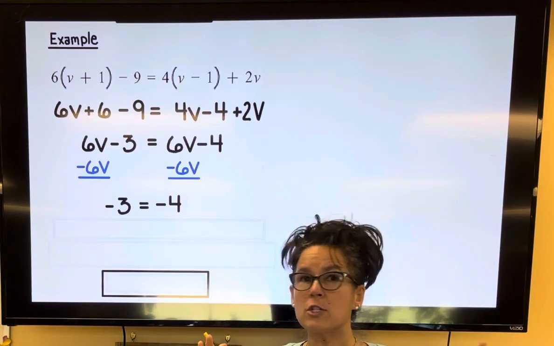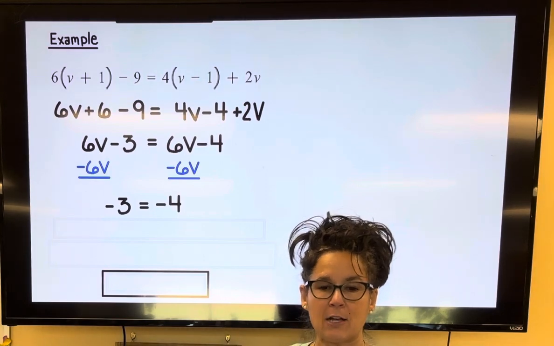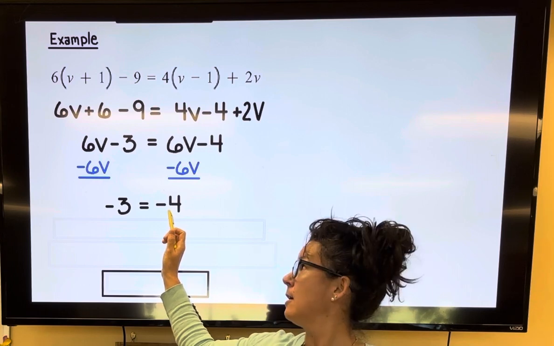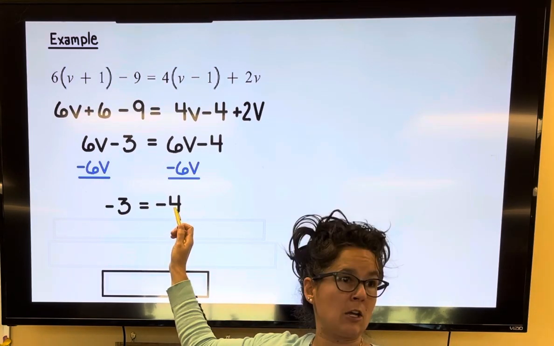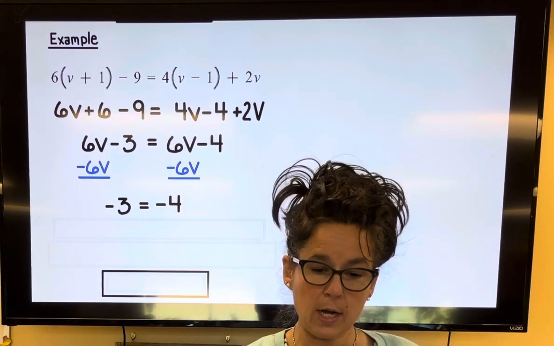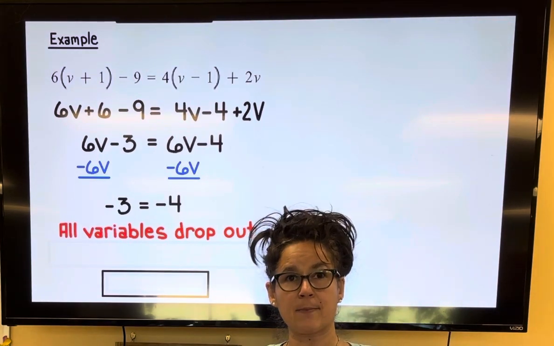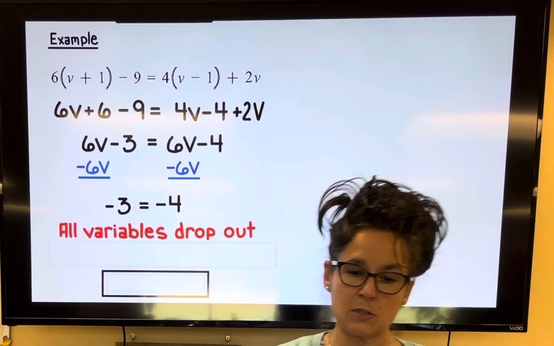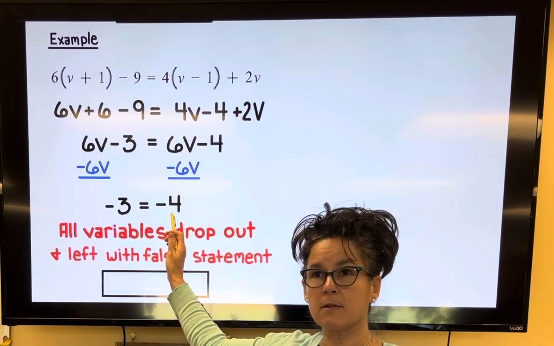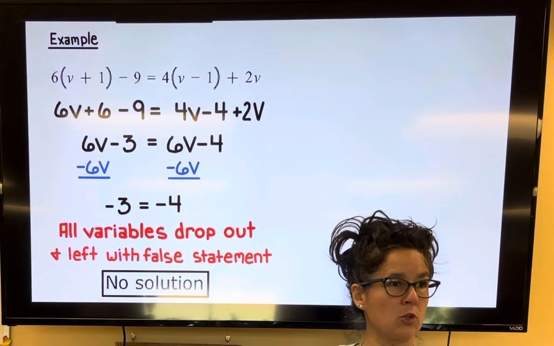So you know that you're dealing with a special case when all the letters drop out. Now specifically, what we have left here is not a true statement. The number -3 does not equal -4. So there's two things. The first one is all the variables drop out, so I know I have a special case. But the second thing is what's left over is not a true statement. That's what tells me that there's no solution.